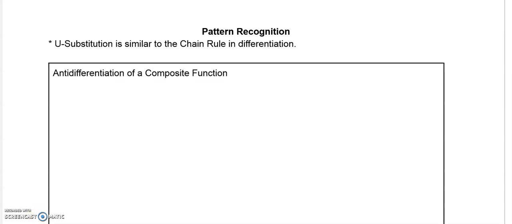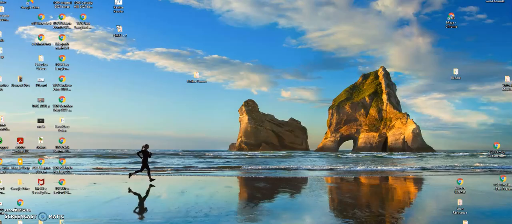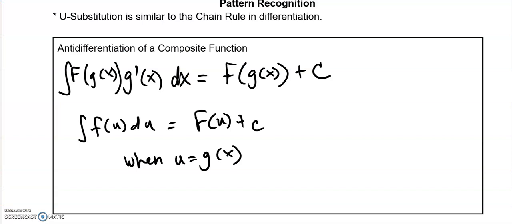With this substitution method, I call it u-substitution. It's similar to the chain rule, which again, for differentiation, that's when you have composite functions. So let's look at this rule for the anti-differentiation or integration of a composite function. Let's look at this definition and talk about what it's saying.